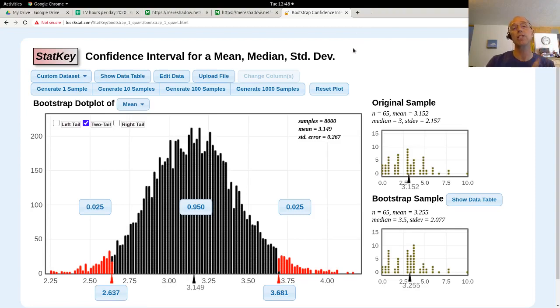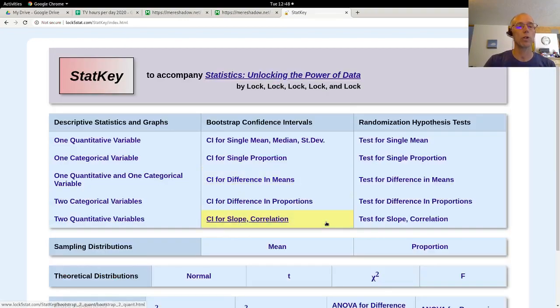A proportion's different. You don't need the original data. All you need is the summary. You could do a simulation also. One more thing I'll show you, then I'll shut up for this one.